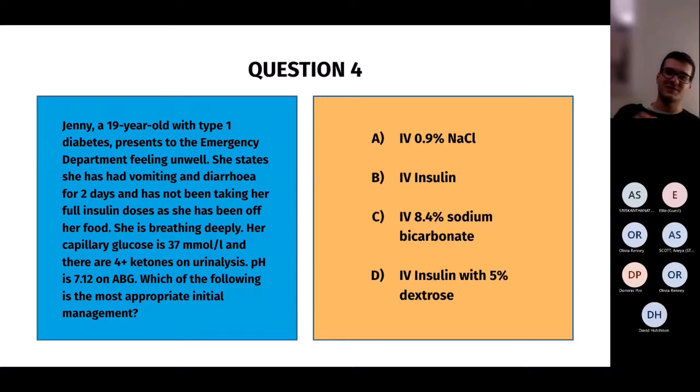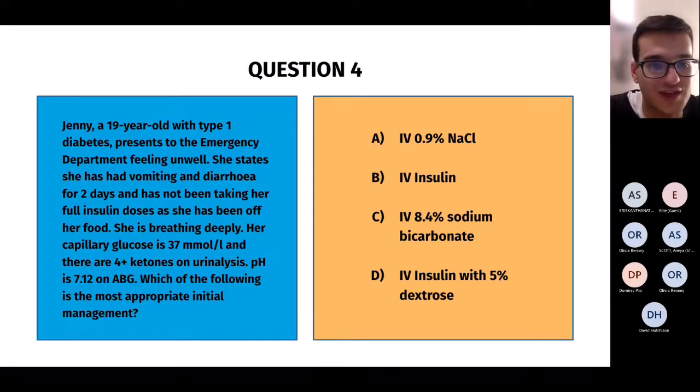Let's crack on. Question 4, all about Jenny. She's a 19-year-old with type 1 diabetes. She's presented to the emergency department feeling unwell. She says she has vomiting and diarrhea. She's had that for 2 days and hasn't been taking her full insulin doses because she's been off her food. She's breathing very deeply. Her capillary glucose is 37. There are 4+ ketones on urinalysis, and her pH is 7.12 on ABG. Which of the following is the most appropriate initial management? What do we think?